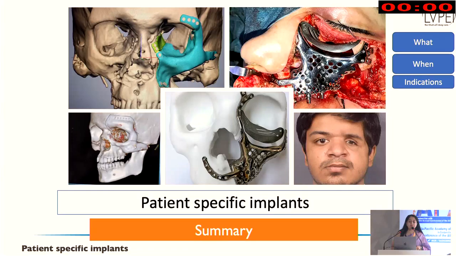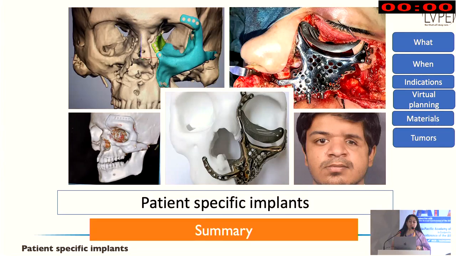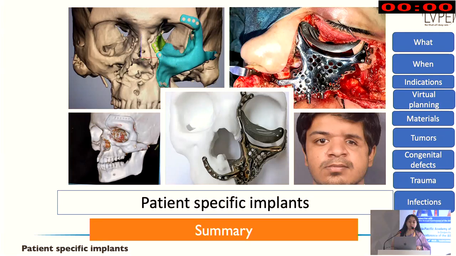In conclusion, I've spoken to you about what patient-specific implants are, the indications for planning, and certain case situations where you should use it, with a little bit on situations where you should be wary of using such implants.